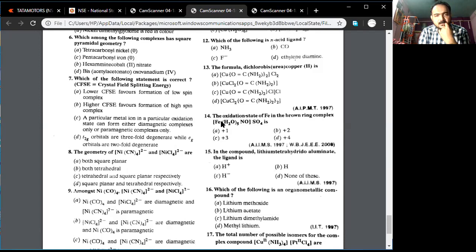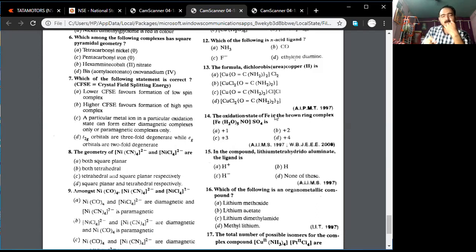Now here, the oxidation state of iron in the brown ring complex is an exceptional one. You know that iron generally shows two types of oxidation states, +2 and +3. But here the nitrosyl is a positive ligand, so iron should show a +1 oxidation state. Here, x plus 0 plus 1 minus 2 is equal to 0, that is x equals +1. So this is an abnormal complex, the brown ring complex.